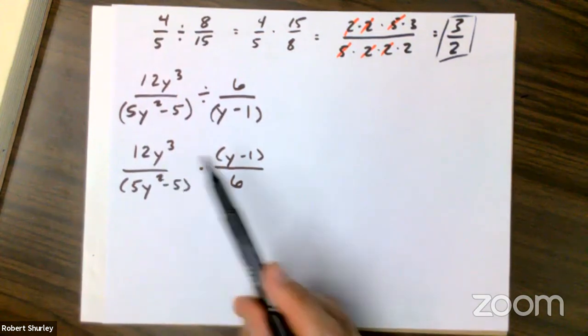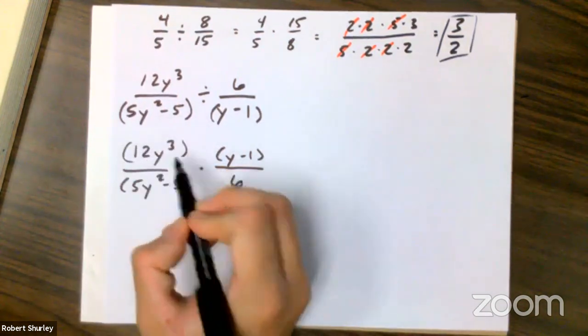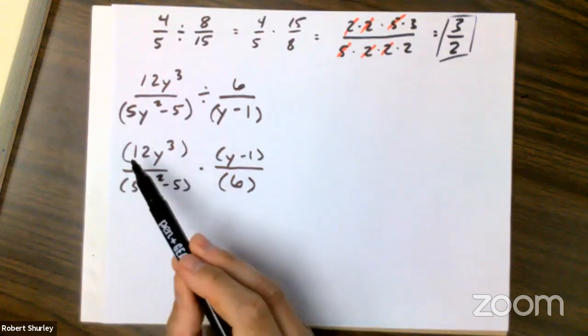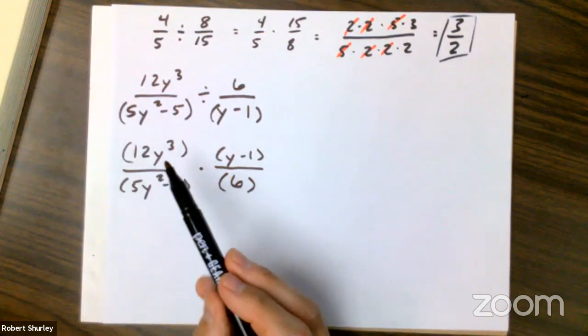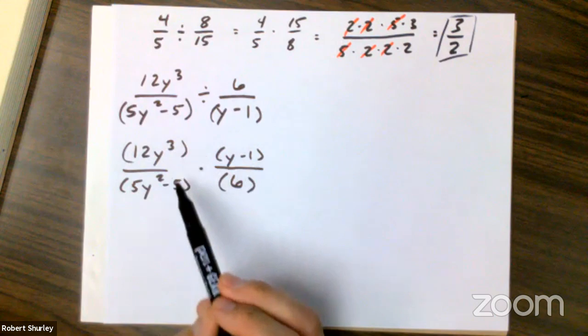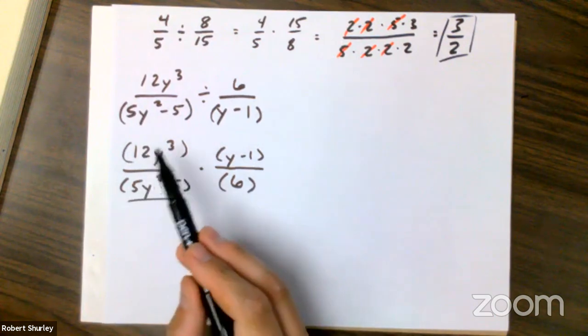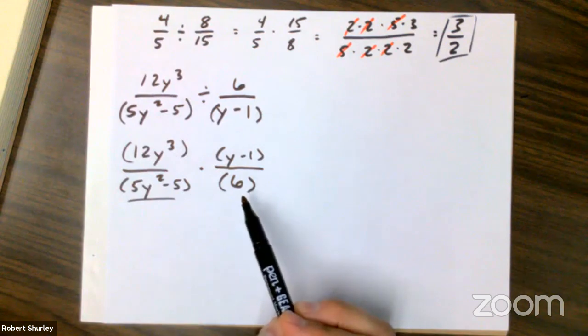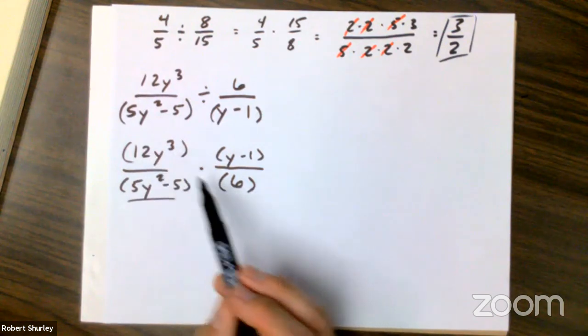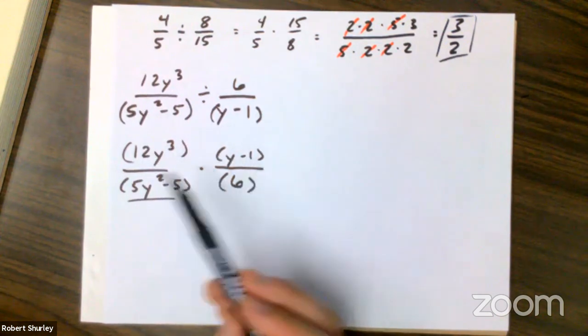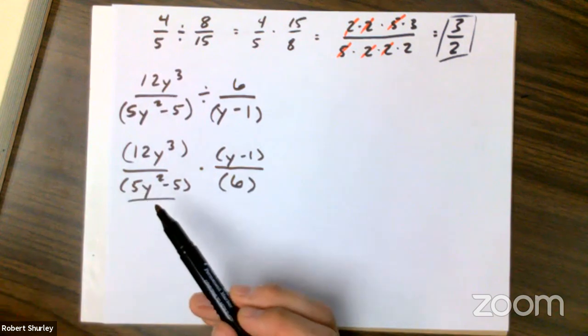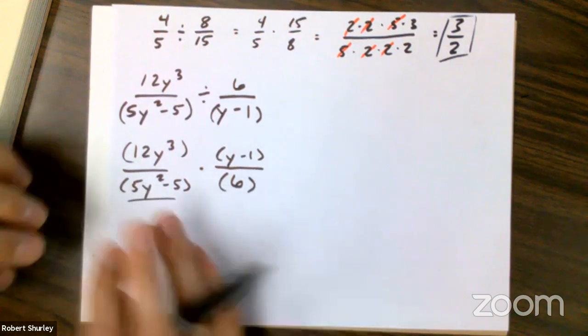So if we look at each one of these, now if you want to put these in parentheses, that's fine. But if we look at each one, the only thing that factors is going to be this bottom left parentheses, right? We got 12y cubed. One term's not going to factor. Same with the 6, right? That's just single terms. Y minus 1 doesn't factor, but 5y squared minus 5 is going to factor a few different ways, actually.